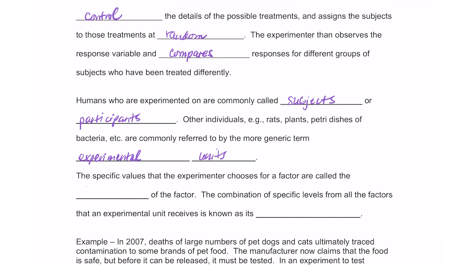The specific values that the experimenter chooses for a factor are called the levels of the factor. The combination of specific treatments from all factors that an experimental unit receives is known as its treatment. So the factors and levels make up the treatments.